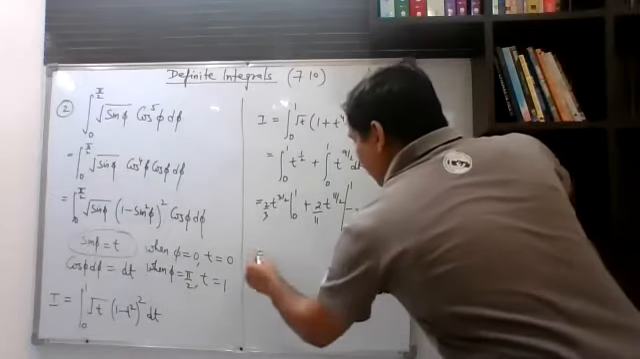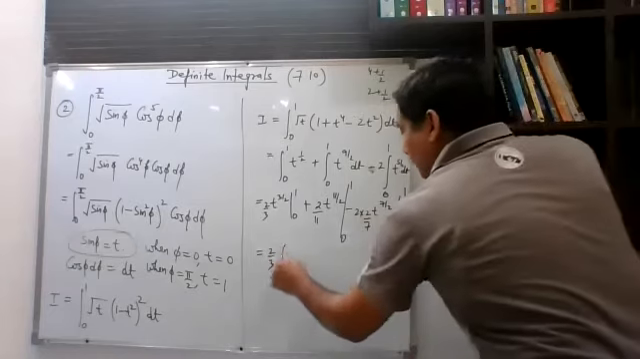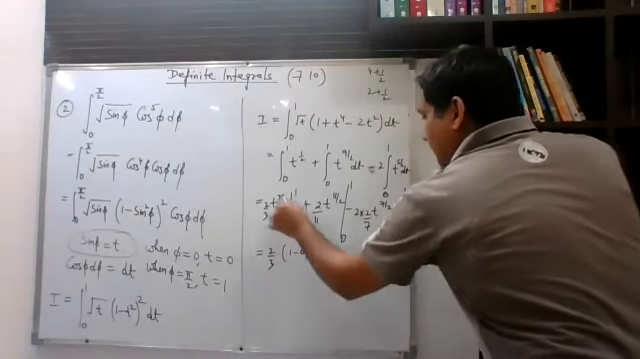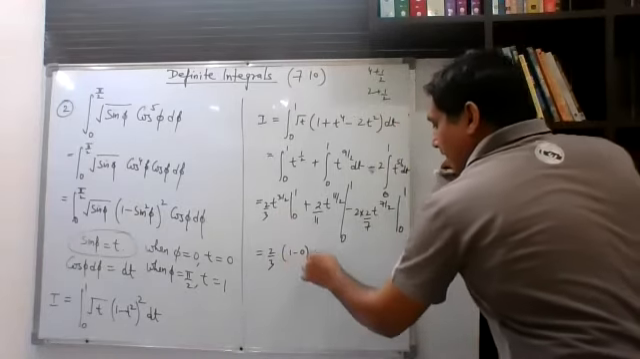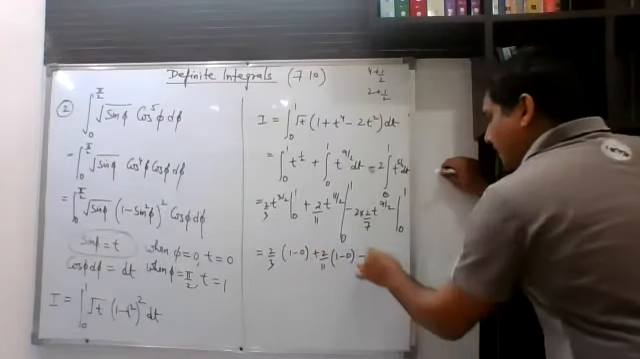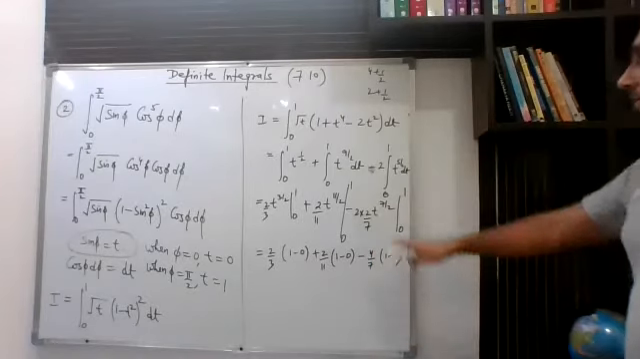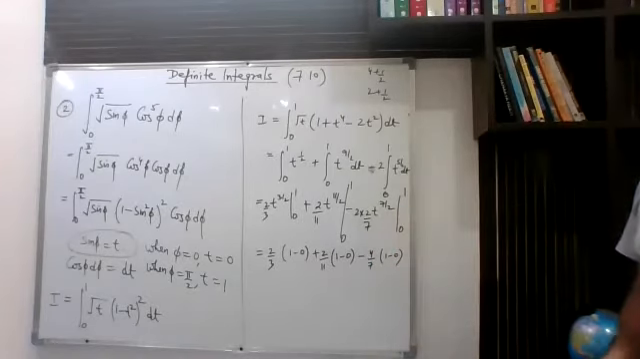When you substitute the limit, this will become 2 by 3, t to the power 3 by 2, so that is simply 1 only. Similarly, here you will get 2 by 11 outside, so 1 minus 0, and here also you will get 4 upon 7, 1 minus 0. So 1 to the power of this positive number is obviously 1.